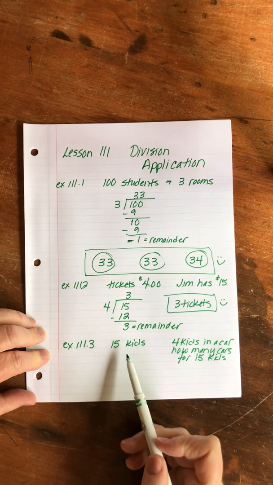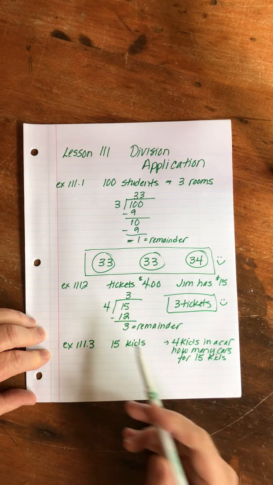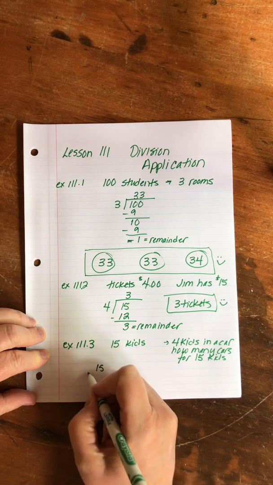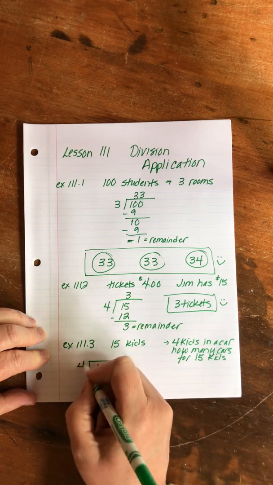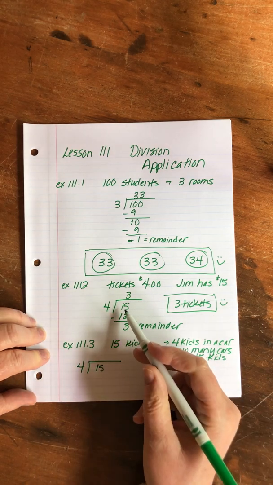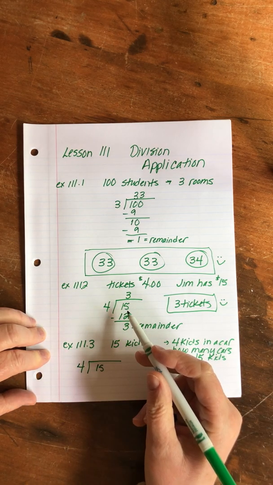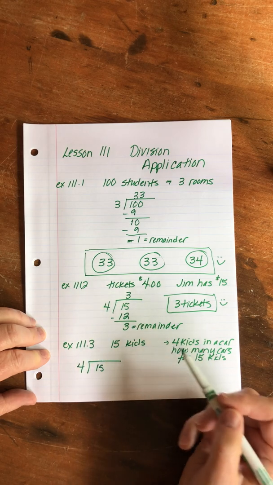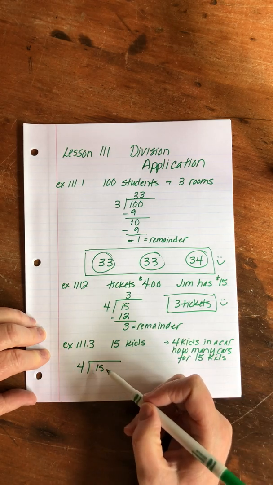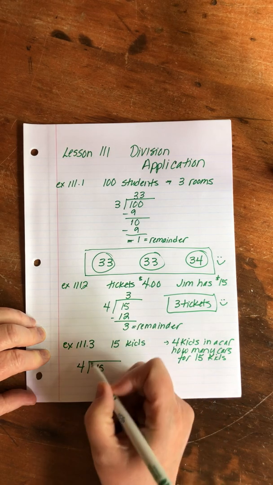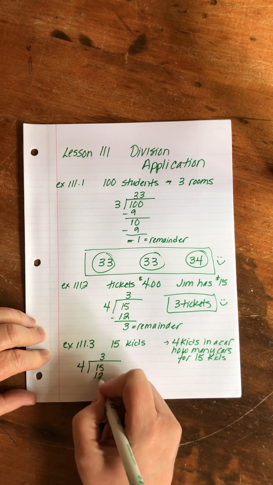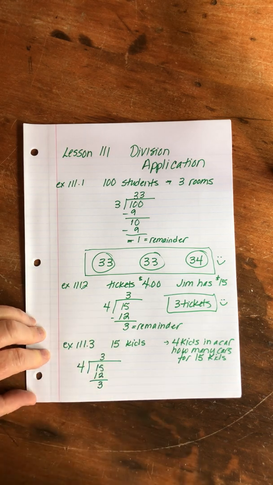Okay, so we've got these 15 kids. We can fit 4 in a car. So we want to take our 15 kids and divide them up among the 4 cars. Look, it's the same numbers as we had last time. So we see 4 goes into 15 3 times. That's 12. We get 3 left over.